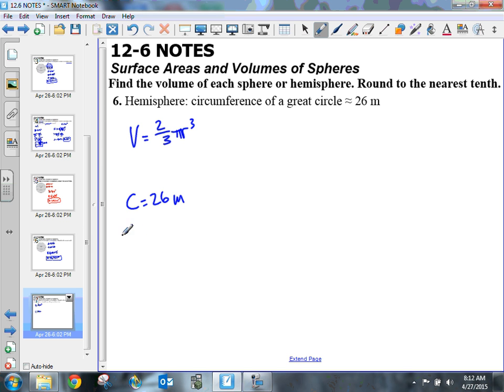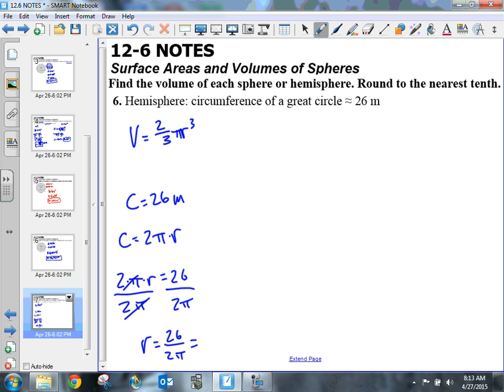And I know that my circumference is equal to 2 times pi times my radius. So I can set these two equal to each other because they're both equal to my circumference. So I can do 2 times pi times my radius is equal to 26. Now, if I divide by 2 pi on both sides, which I can do, those divide out, and I'm left with r equals 26 over 2 pi. Well, 26 and 2 divide out to 13 over pi. And this is my radius.